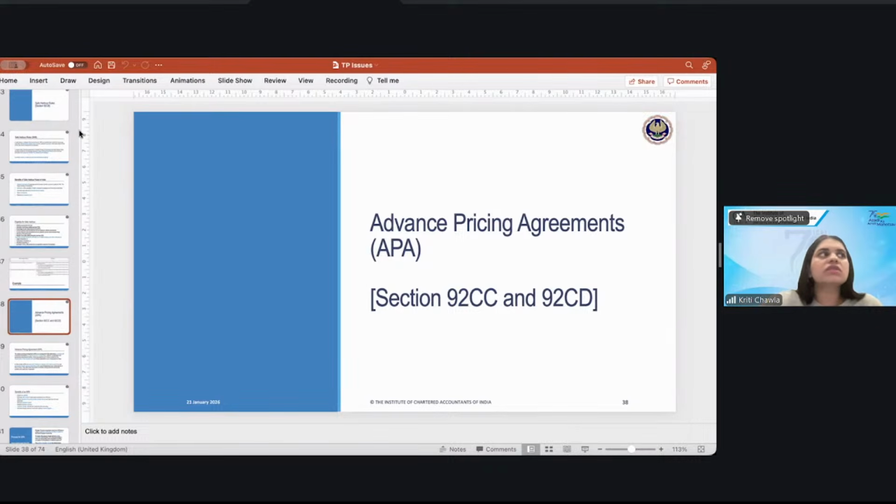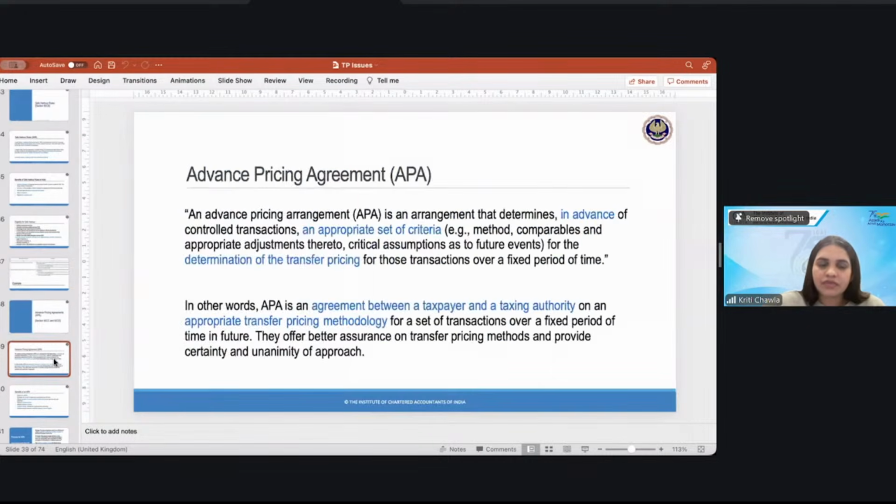Safe harbor rules are not specific to a taxpayer. APAs, on the other hand, are very specific to a taxpayer. APAs are very expensive. This is something specific to a particular taxpayer. So it's going to be a particular taxpayer that will sit with the tax authorities and discuss their business.